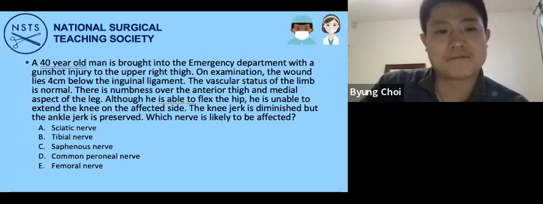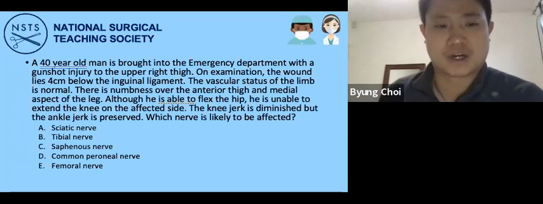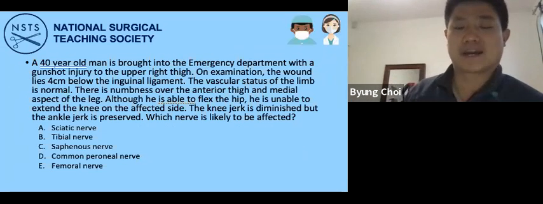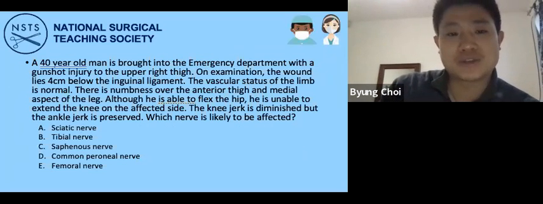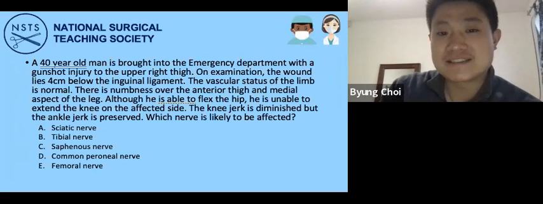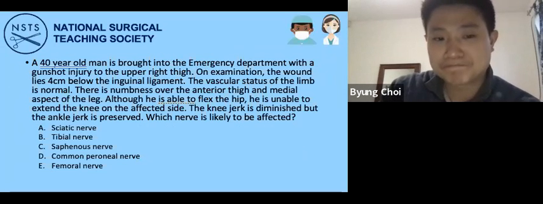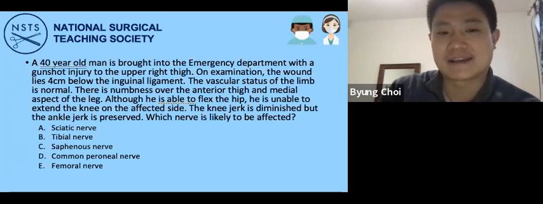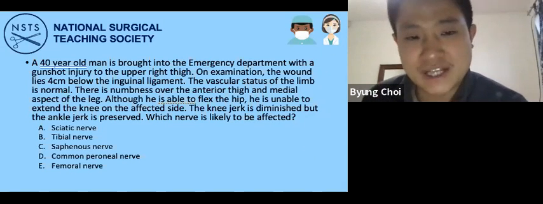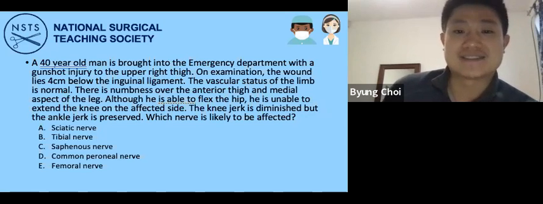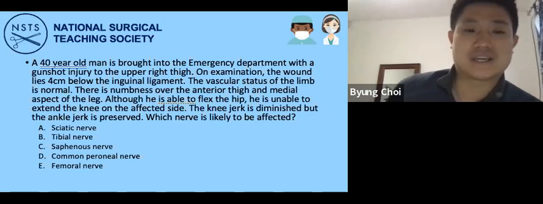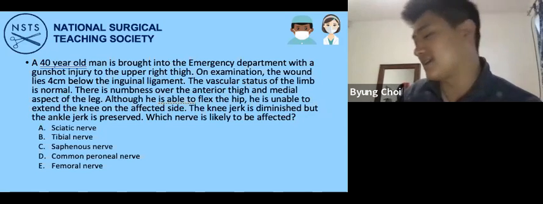Thank you very much. A 40-year-old man was brought into the emergency department with a gunshot injury to the upper right thigh. On examination, the wound lies 4 centimeters below the inguinal ligament. The vascular status of the limb is normal. There is numbness over the anterior thigh and medial aspect of the leg. Although he's able to flex the hip, he's unable to extend the knee on the affected side. The knee jerk is diminished, but the ankle jerk is preserved. Which nerve is likely to be affected?